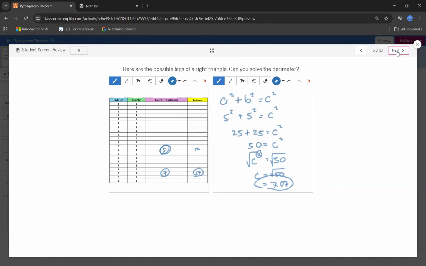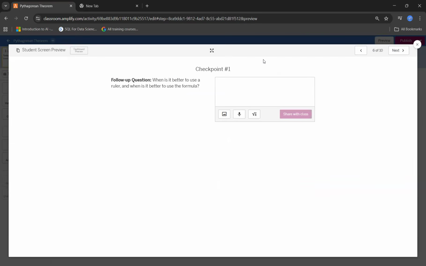Then for the next slide, we have a checkpoint here. So we have a follow-up question. When is it better to use a ruler or when is it better to use a formula? So I think a ruler is much better if you have the physical triangle already where you just need to measure all the sides of it. But if you have the sides only and you still need to construct the triangles, then you can use the Pythagorean theorem, or maybe we can write here, for precise answer.